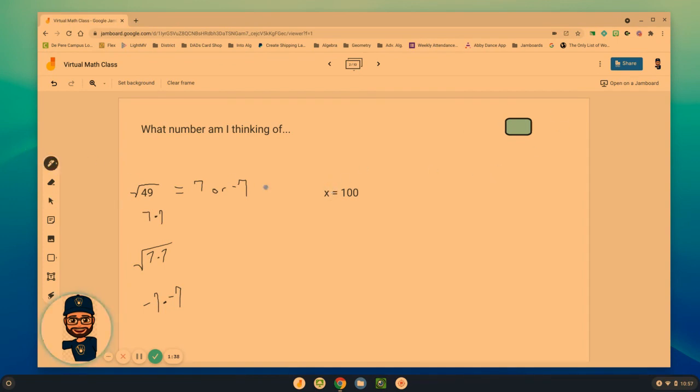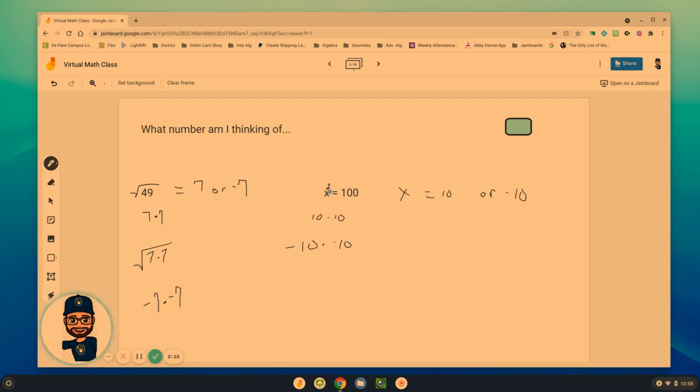X squared equals 100. What number am I thinking of when I think of x squared equals 100? Well, what number times itself? Many of you probably said 10 times 10, which is true. 10 times 10 is 100. But again, isn't negative 10 times negative 10 equal to 100? So again, in reality, I have two answers here. 10 squared is 100, as well as negative 10.